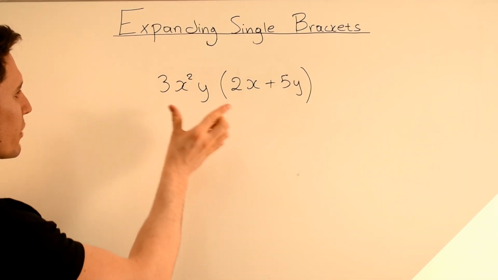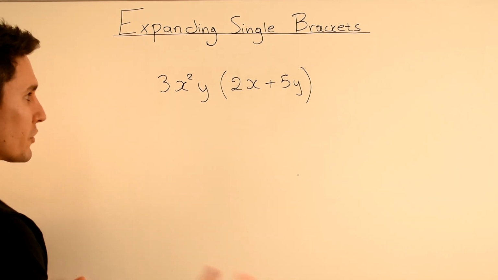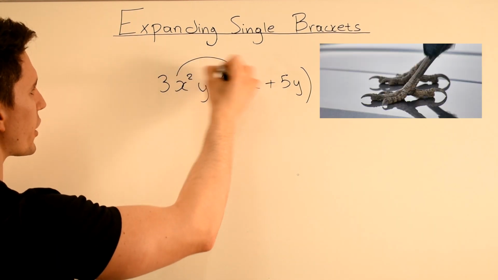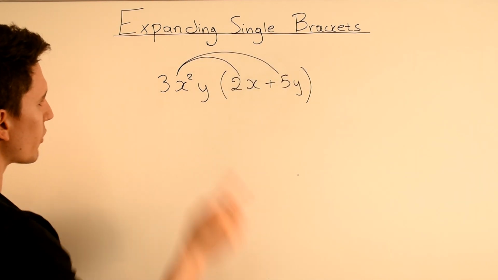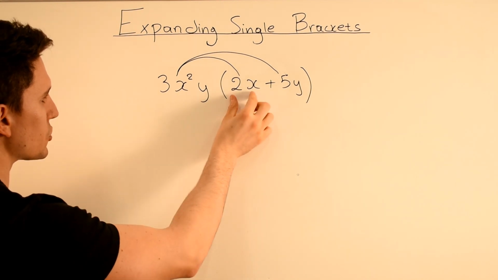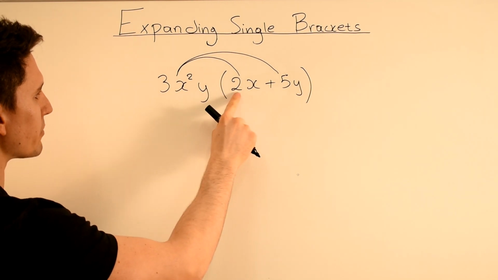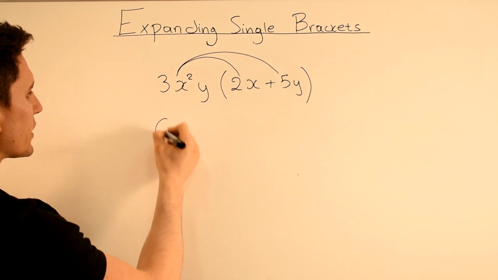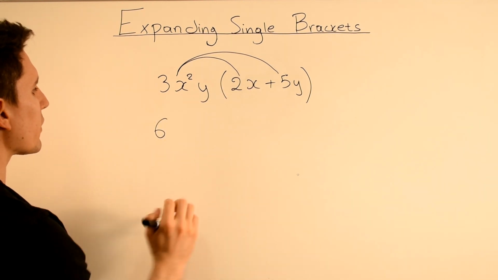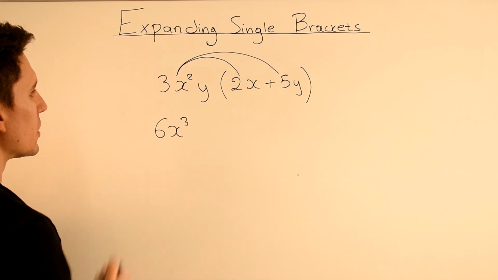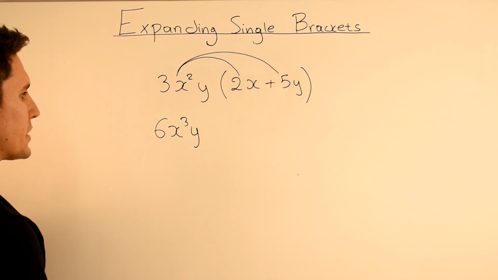So in this final example, we have 3x squared y times 2x plus 5y. Well, same as before, we're going to go ahead and draw a claw here, and we will proceed with expanding the brackets. So we've got 3x squared y times 2x. Well, first of all, let's have a look at the numbers. So we've got 3 times 2. That is simply 6. Then we have x squared times x. Well, that is simply x cubed. We should not forget that we had this y here to start with, so we'll simply copy it down here.